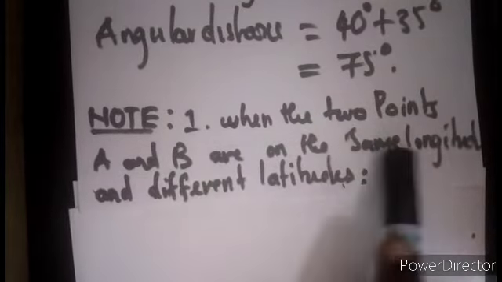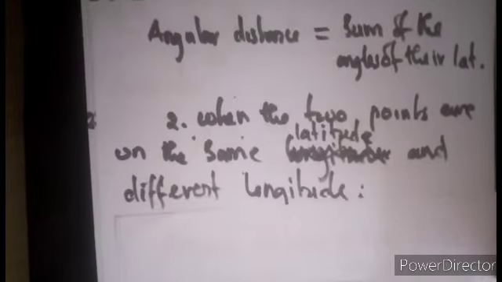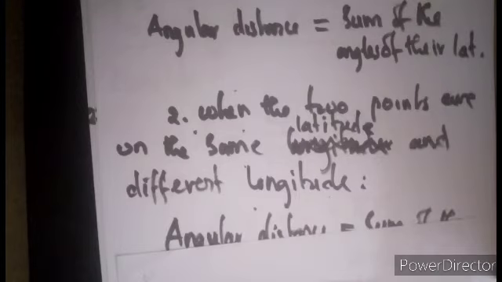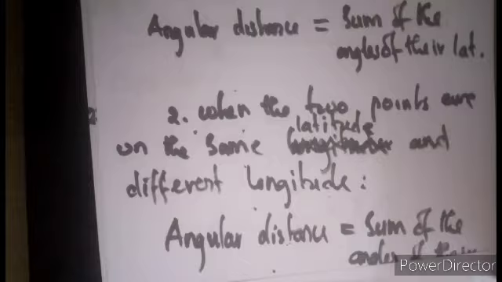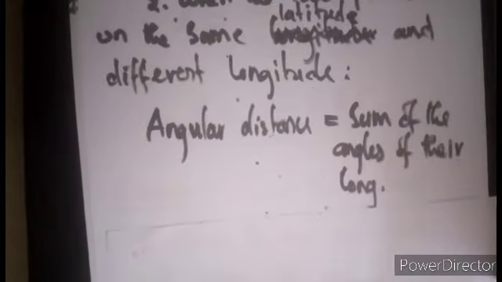Now when the 2 points are on the same latitude this time around and different longitudes, that is, maybe one is on the longitude east, the other one is on the longitude west. When they're on different longitudes, what happens here? We also sum the angles of their longitude. That is, the angular distance will be the sum of the angles of their longitude.